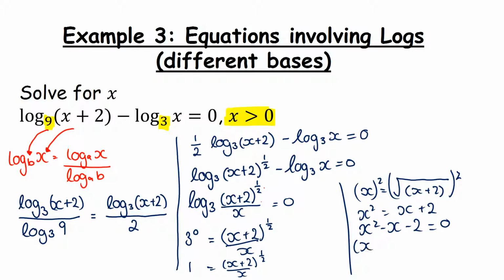And we can factorize. So our factors for minus 2 are going to be minus 2 and a plus 1, which solves it as x equals 2 and x equals minus 1. Now, both answers are not valid because if you come back to the initial question, they told us x had to be greater than 0, which means this answer is not allowed. And this x equals 2 is our correct answer.